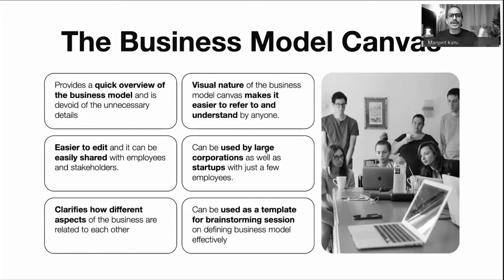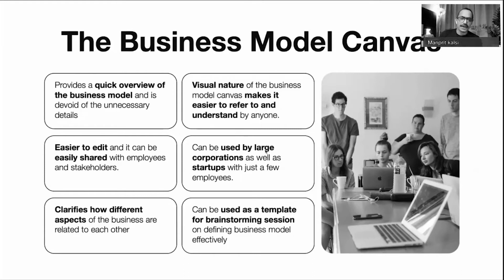Because it provides a quick overview of the business model, whether your business model will work or not. Since it's in a visual format, it becomes very easy to understand what we are trying to achieve. It is easier to edit and can be easily shared with employees and stakeholders. It's a one-page document. You don't have to write an extensive 30-page document. It defines clearly what you want to achieve.